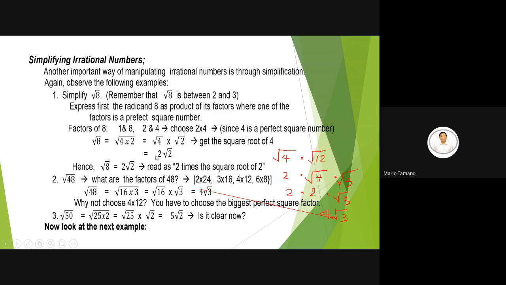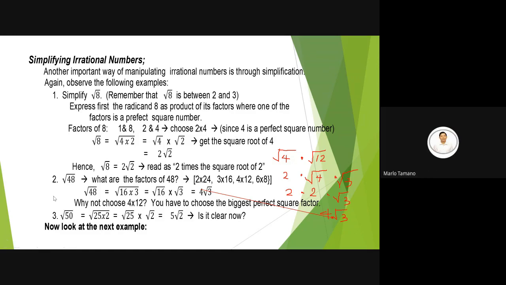Hence, the square root of 8 is 2 square root of 2, read as 2 times the square root of 2. Sir, nasaan na yung multiplication symbol dyan? Wala na po. Inomit na natin. Understood na po na kapag pinagtabi mo sila, yung 2 at saka yung square root of 2, 2 times square root of 2 sila. Basta kapag pinagtatabi, multiplication po ang ibig sabihin. Okay? Naintindihan? Yes po.